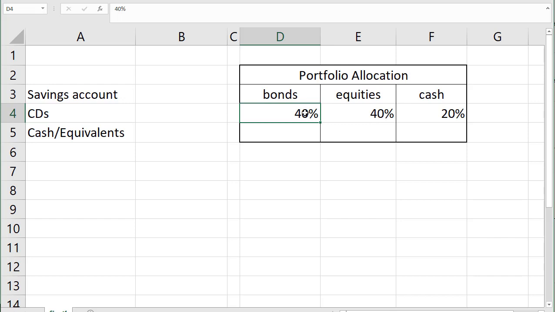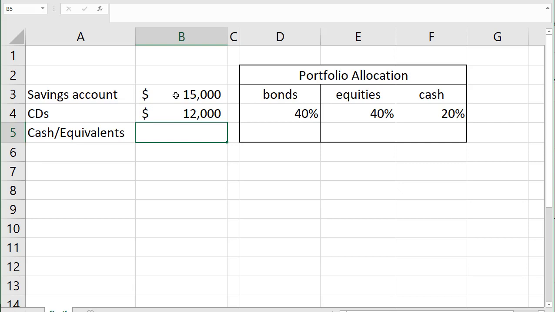Here in the example I'm giving you, we have a 40% bonds, 40% equities, and 40% cash allocation. And then it'll give me one of those categories. I have to figure out the rest of the numbers. So for instance, it could have given me an example of, well, in a savings account we have $15,000, and in some CDs we have a total of $12,000.